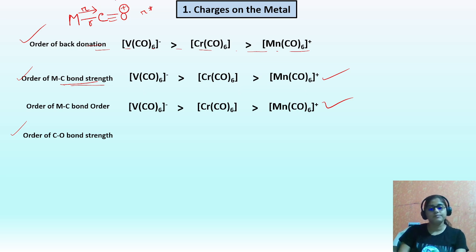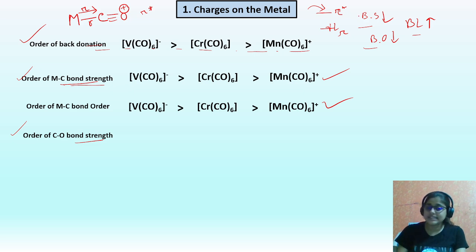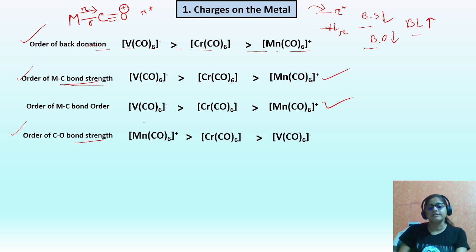Now we are coming to the CO. So when donation is more, let's think about that. When donation is more, more electrons are donated into the pi star orbital. When donation is more, pi star has more electrons. That means bond strength will decrease, bond order will decrease, bond length will increase, right? So if donation is more, that will happen more. So if donation is more, bond strength will be least, right? So the order will be reversed. For this case donation was least, right? So in this case CO bond strength will be more.